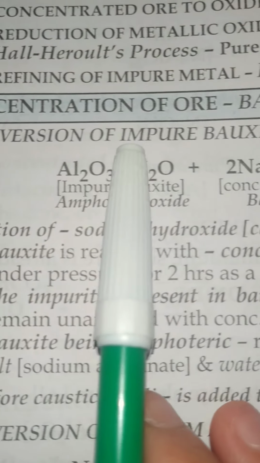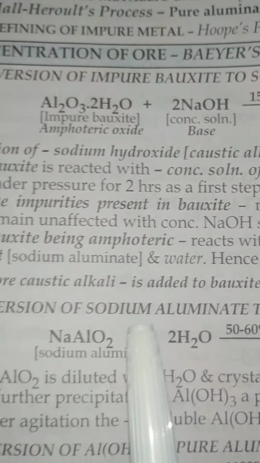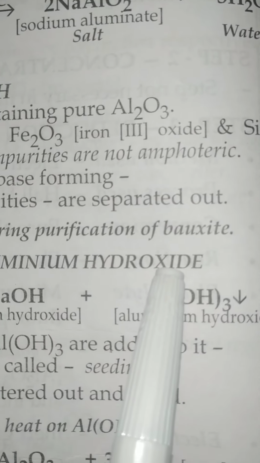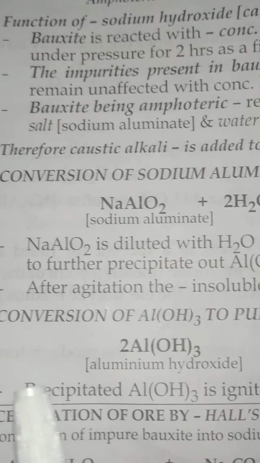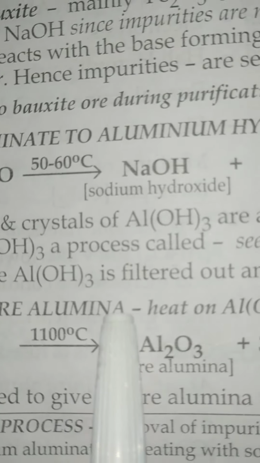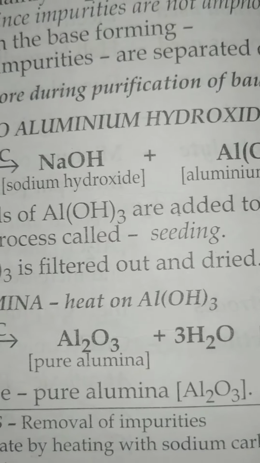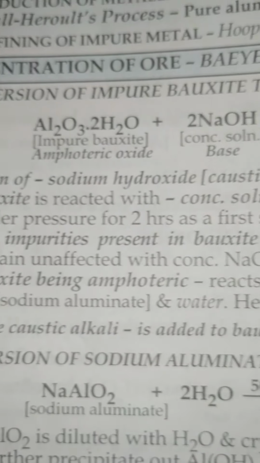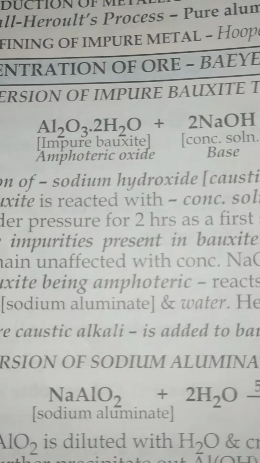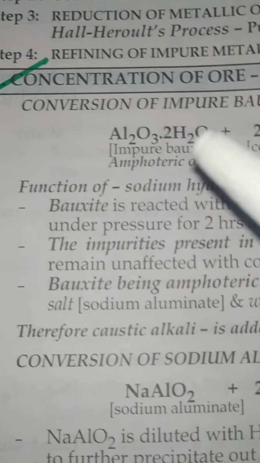First step is the conversion of impure bauxite to sodium aluminate. Then the second is the conversion of sodium aluminate to aluminium hydroxide, Al(OH)3. And then the next step is the conversion of Al(OH)3 to pure alumina by heating Al(OH)3. So these are the three main steps involved in Bayer's process, and this is a frequently asked question in the board exam: what are the three steps involved in Bayer's process, or the three main reactions you have to write of this process.